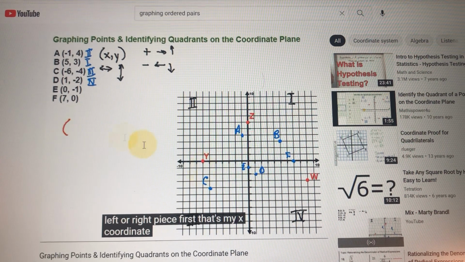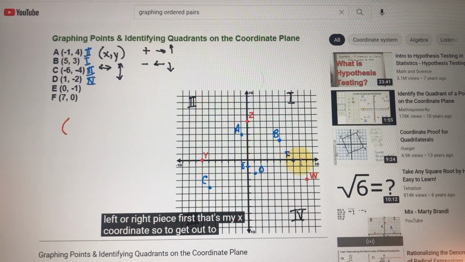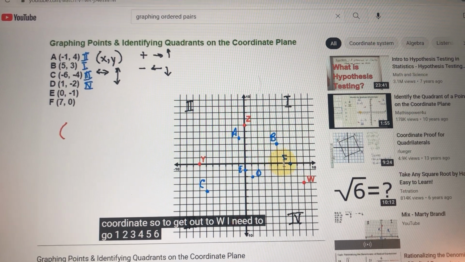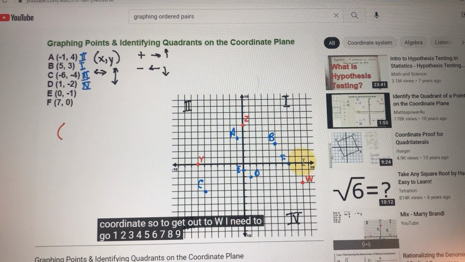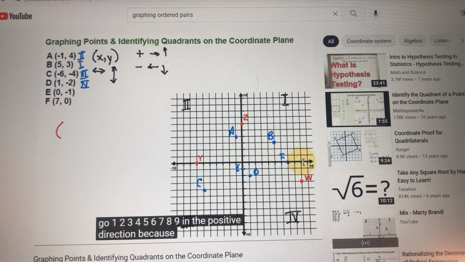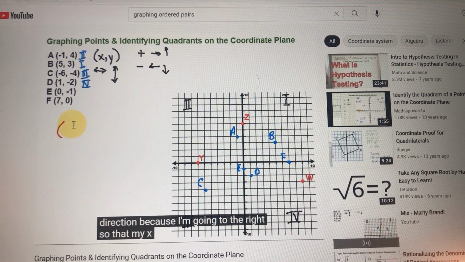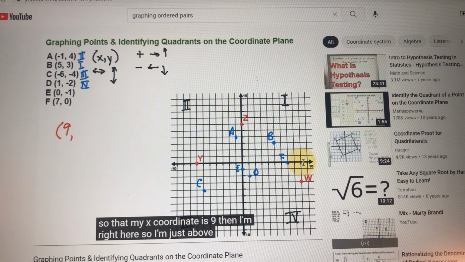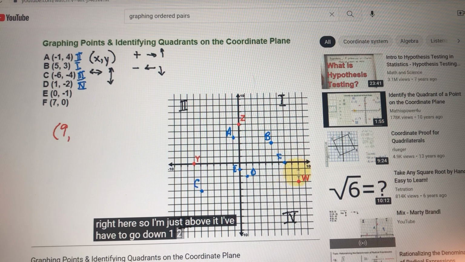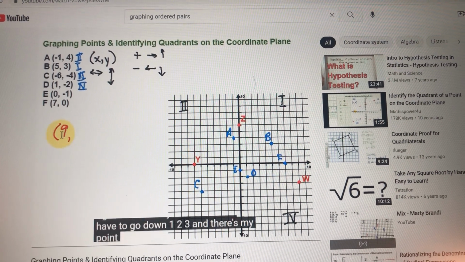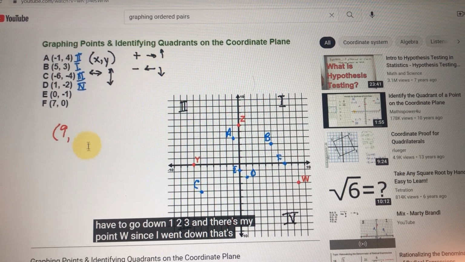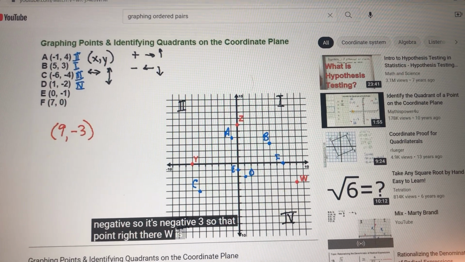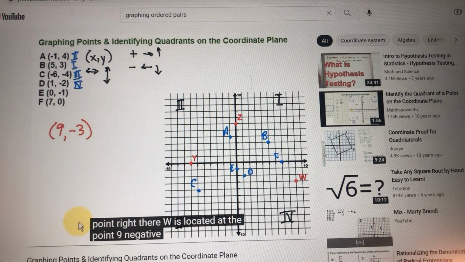That's my x-coordinate. So to get out to W, I need to go 1, 2, 3, 4, 5, 6, 7, 8, 9 in the positive direction because I'm going to the right. So my x-coordinate is 9. Then I'm right here, so I'm just above it. I have to go down 1, 2, 3, and there's my point W. Since I went down, that's negative, so it's negative 3. So that point right there, W, is located at the point 9, negative 3.